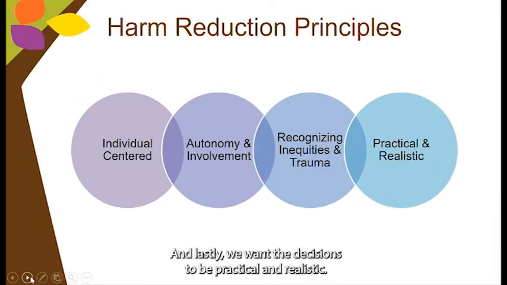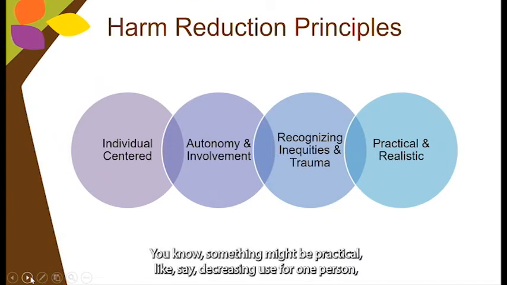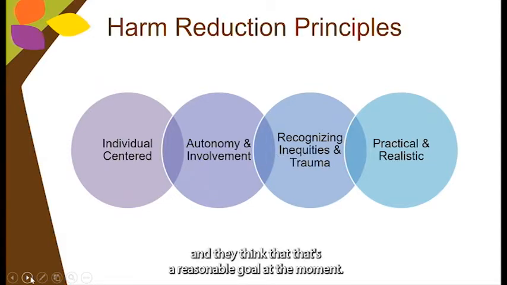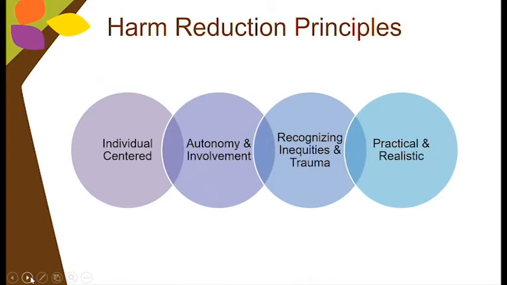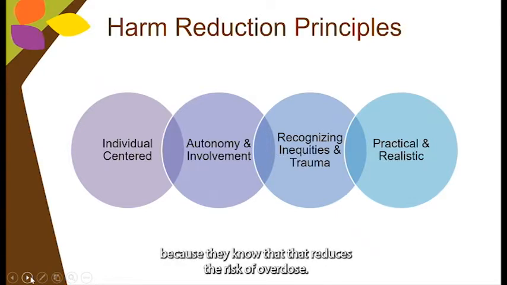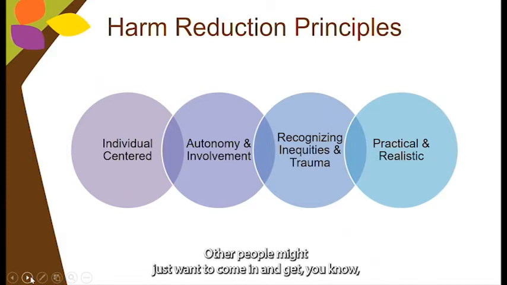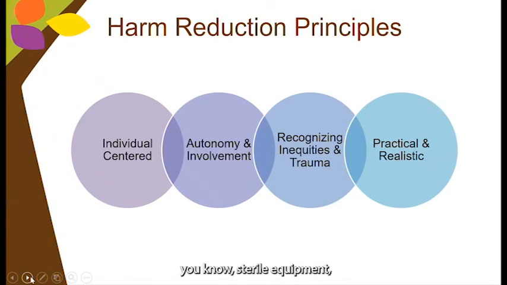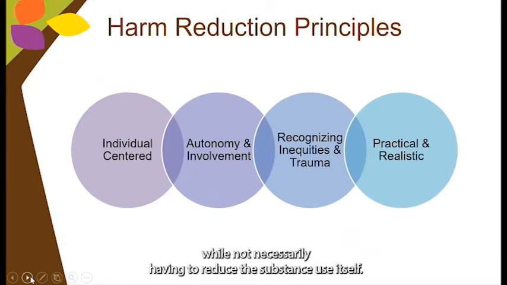And lastly, we want their decisions to be practical and realistic. Something might be practical, like say decreasing use for one person, and they think that that's a reasonable goal at that moment. And for other people, that might not be practical, right? So for other people, it might be practical to say, "Hey, I just want to stop injecting. I'd like to start smoking drugs instead," because they know that that reduces the risk of overdose. Other people might just want to come in and get clean syringes to make sure that they're using sterile equipment, stuff like that. So anyone can try to reduce the risks of their use while not necessarily having to reduce the substance use itself, if that's not practical at that point.